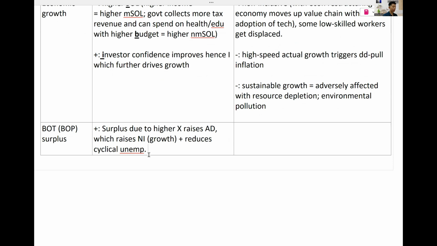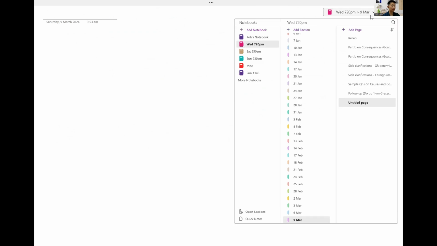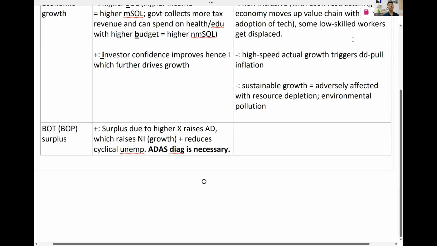And this is where the AD-AS diagram is necessary. Oops, sorry, let me get back to that previous page. You need an AD and AS diagram. So Joshua, this is what you mentioned earlier. When it comes to consequences, we don't usually draw a diagram except for balance of trade, or aka balance of payments. You draw a diagram here to show AD shifting to the right. Okay.